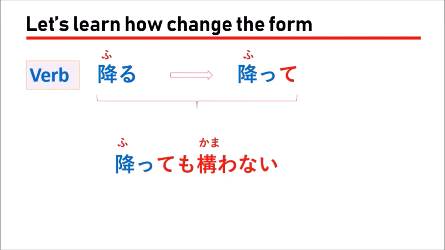That means when you use a verb, you should change the verb to the te form. And after that, you follow by mo kamawanai or mo kamaimasen. Here, you can write in hiragana or in kanji, just depending on you. So this is about how to change and how to use the grammar of Temo kamawanai. Let's see the next.